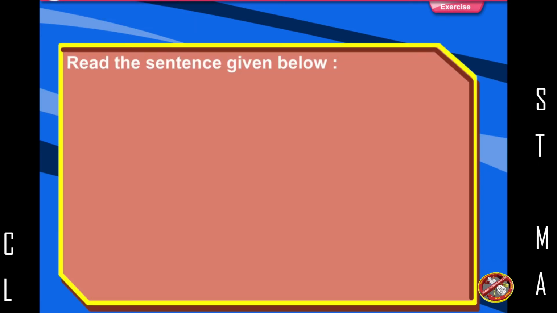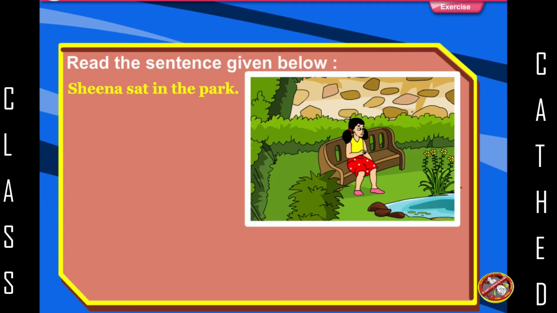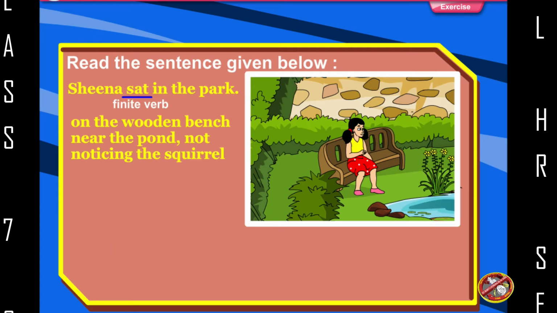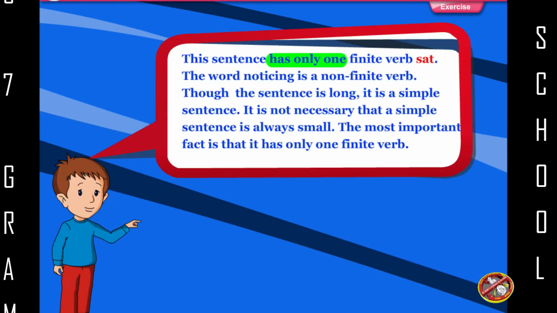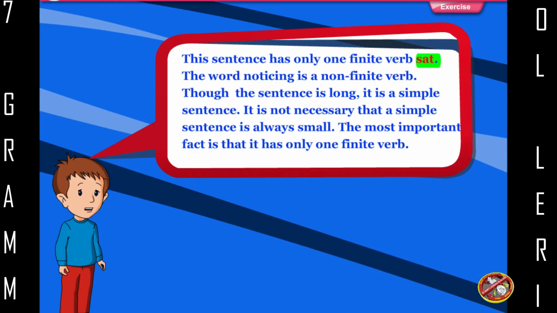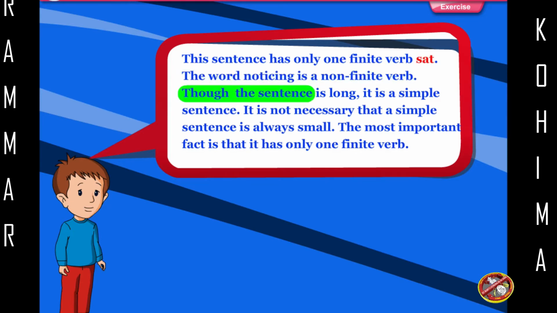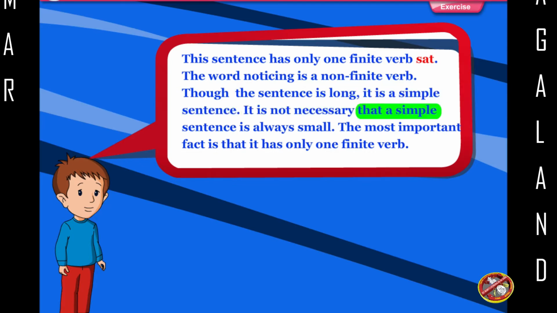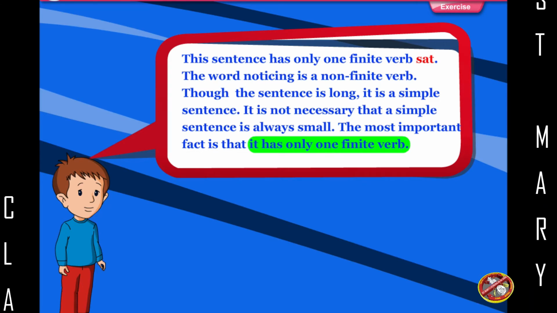Read the sentence given below. Sheena sat, finite verb, on the wooden bench near the pond, not noticing the squirrel near her feet. This sentence has only one finite verb, sat. The word noticing is a non-finite verb. Though the sentence is long, it is a simple sentence. It is not necessary that a simple sentence is always small. The most important fact is that it has only one finite verb.